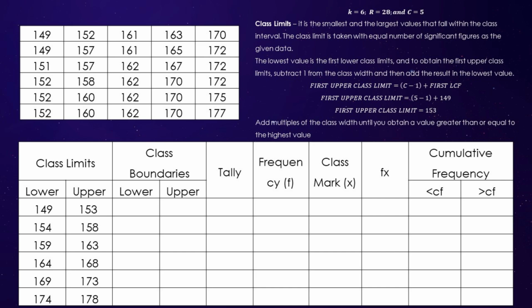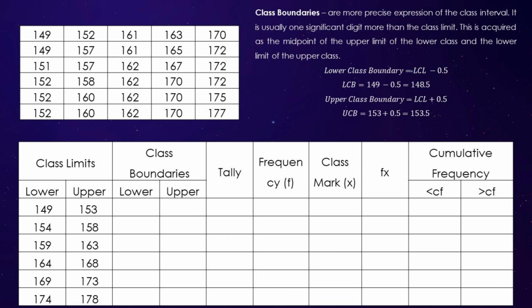For upper class limits, 153 plus 5 is equal to 158. 158 plus 5 is equal to 163. 163 plus 5 is equal to 168. 168 plus 5 is equal to 173. 173 plus 5 is equal to 178. Since we already obtained a value of 178, which is greater than the highest value in the example, that ends the computation for class limits.